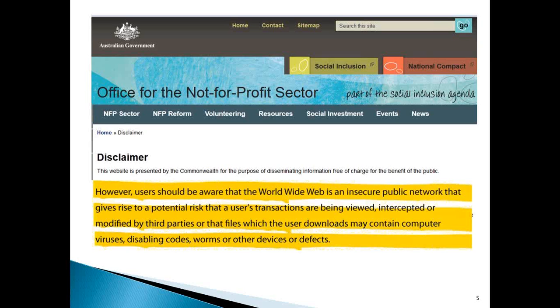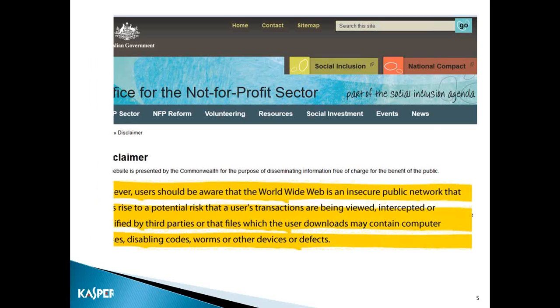And some of the things that specifically go into this website are the ability to disable codes, put worms on your computer, and affect other devices. So I think it's really important to be aware, and I'm really glad that the Office for Not-for-Profit sector highlights that everyone is at risk. It isn't just the banks, it isn't just the large corporate enterprises that are being attacked. Everybody is at risk of a possible virus attack, on many different levels.